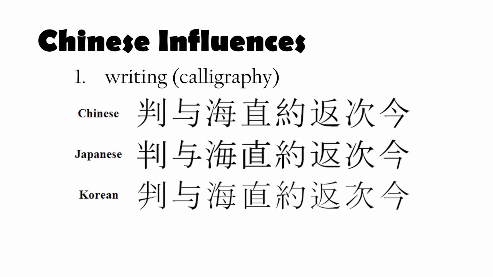While the Japanese were, in fact, very isolated and culturally unique, there are still some influences that they gained from the Chinese. For one, their writing. Their writing is a calligraphy kind of writing. And if you look at this picture, you can see that there's a lot of similarity between the Chinese, the Japanese, and the Korean calligraphy.